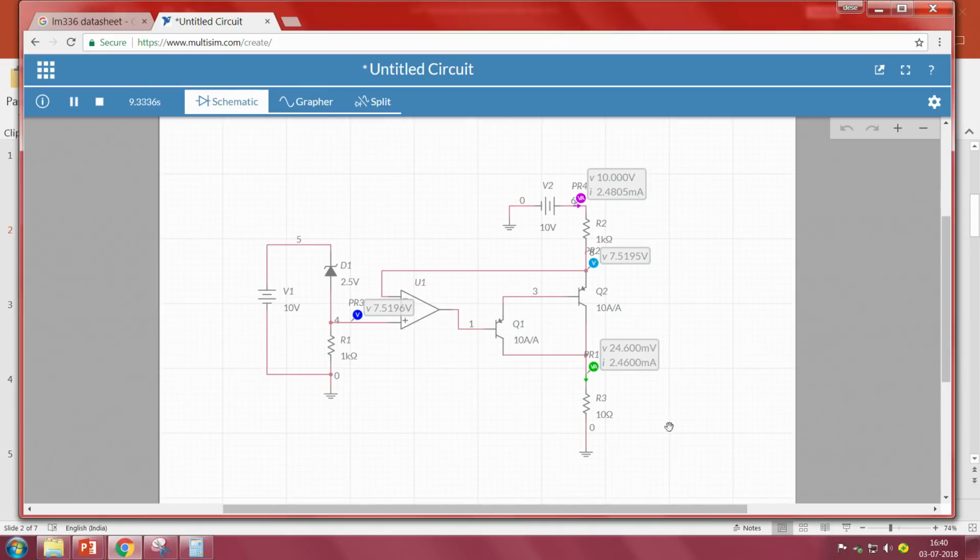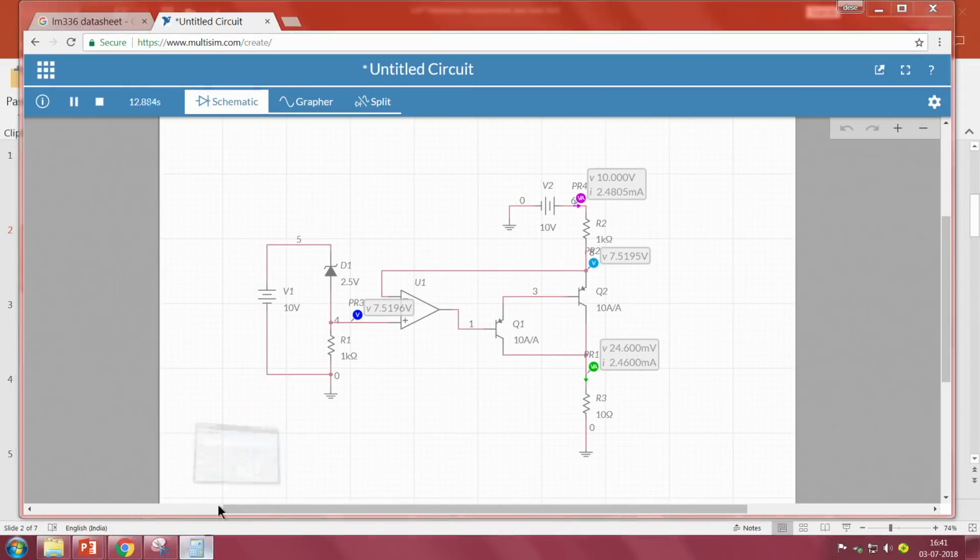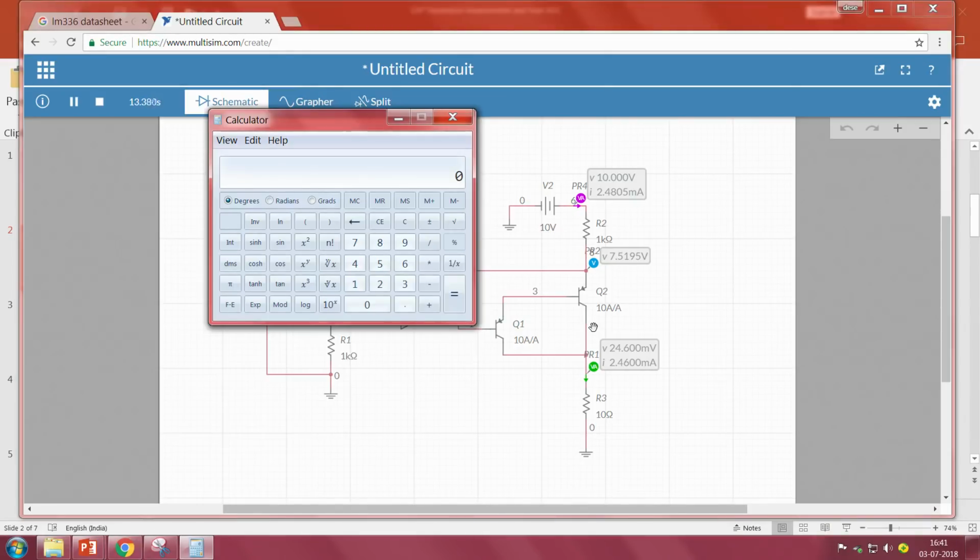Now, our intention was to find out this unknown resistance. Since we do not know how to calculate the unknown resistance, we know the current value, and I will be measuring the voltage drop across R3. The voltage here is showing somewhere around 24.6 millivolts. Now, the alpha value is somewhere around 0.99. So, 2.485 into 0.99 gives approximately 2.46 milliamps, because it is a 0.99 value.